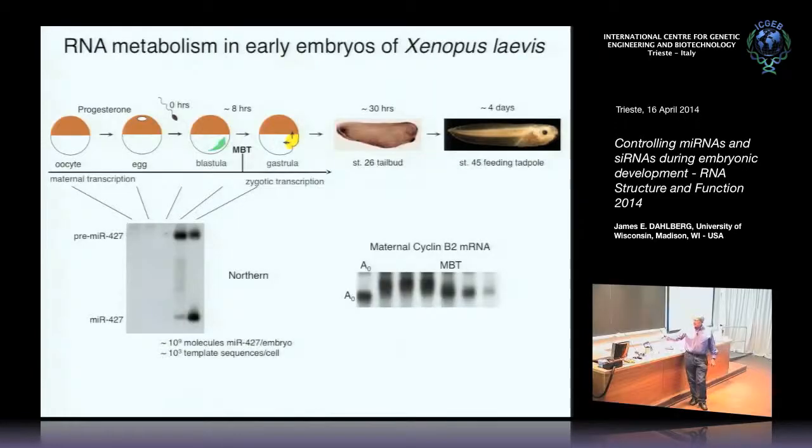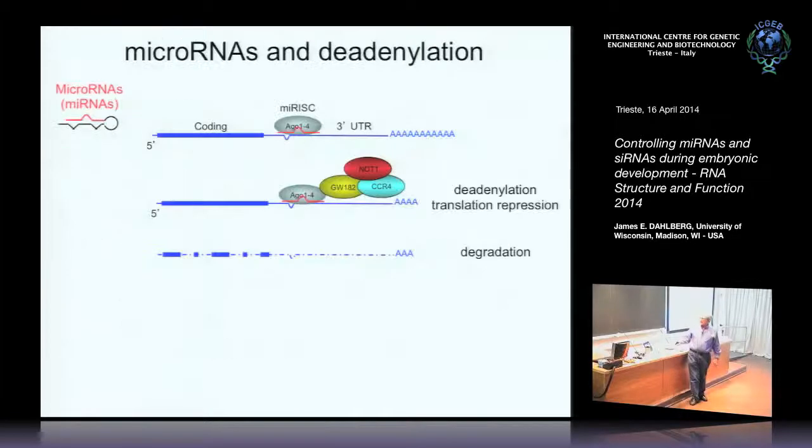So we asked whether the accumulation of miR427 might be associated with this reduction in the poly-A, and the reason we did that is it's known from our work and others that microRNAs can lead to deadenylation of messenger RNAs. If there's a target region in the 3' UTR, the microRNA will base pair with the target, carry on with Ago proteins, which will recruit deadenylation machinery and translation inhibitors, and you'll get either translation repression or degradation.